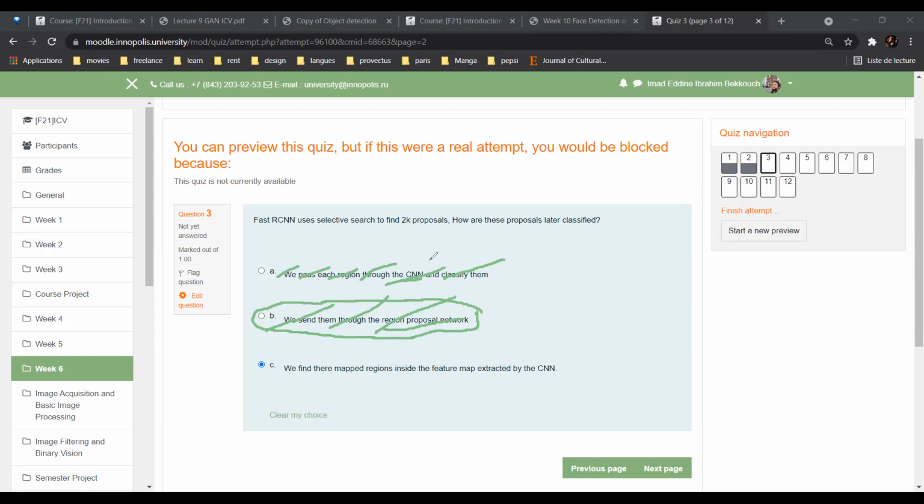So if you remember, the only difference between RCNN and fast RCNN is that we do not pass each region through the CNN. We pass the image once. This is the only new thing that was introduced in fast RCNN. So this is certainly wrong. And this is saying we find their mapped regions inside the feature map. Looks correct, right?